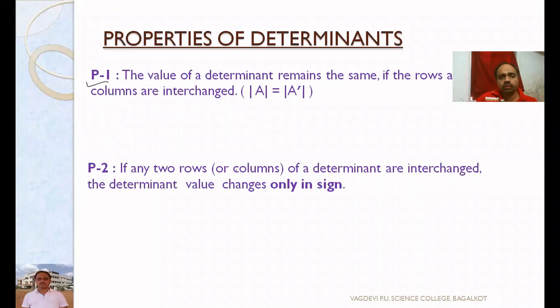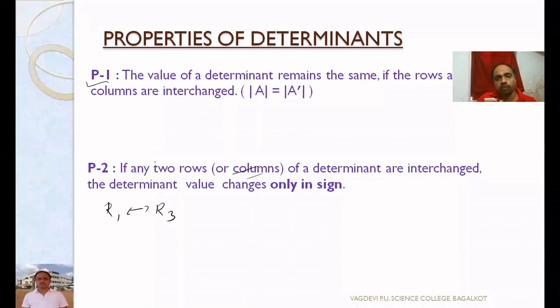Two rows. Similarly, any two columns also you can do, but think of only rows. In the problems, you can do it on columns also. So if any two rows are interchanged, their positions. Say for example, R1 is interchanged with R3. The symbol for this is like this. When R1 is interchanged with R3, first row and third row are interchanged.